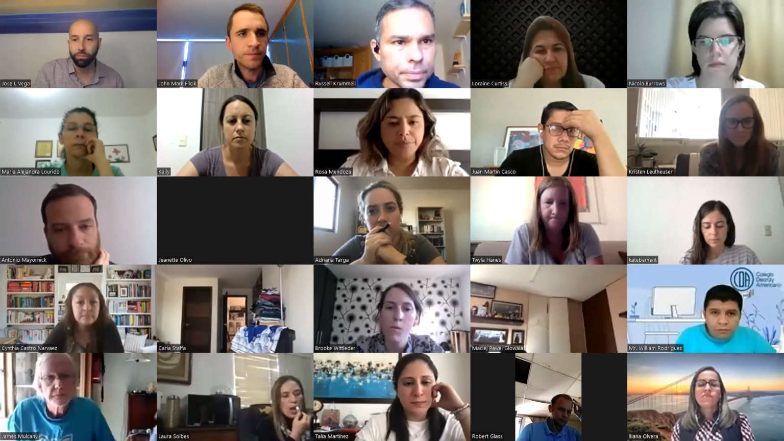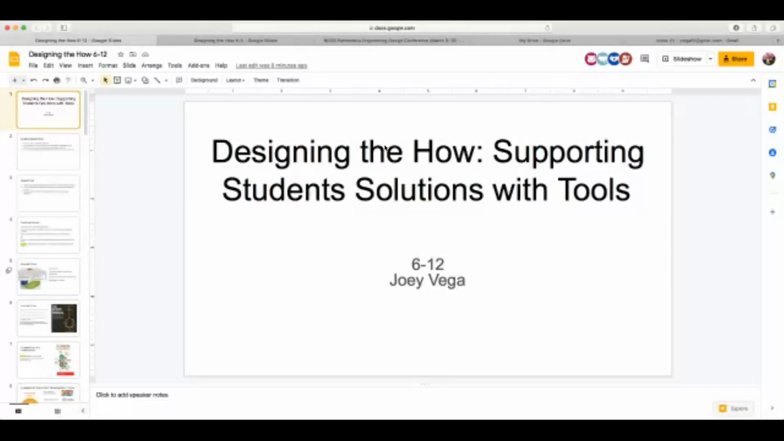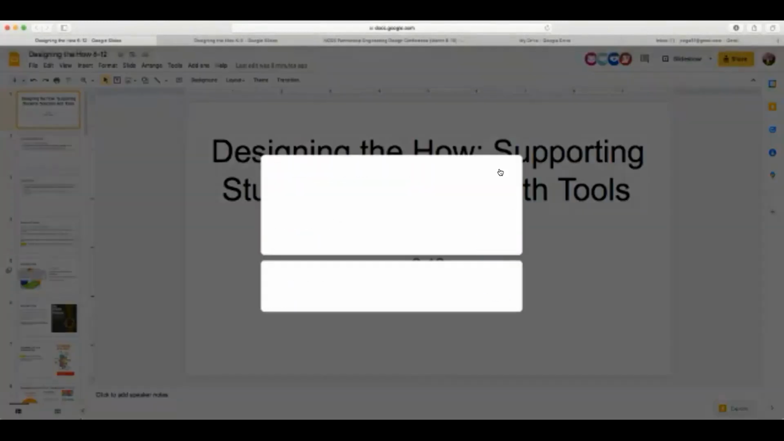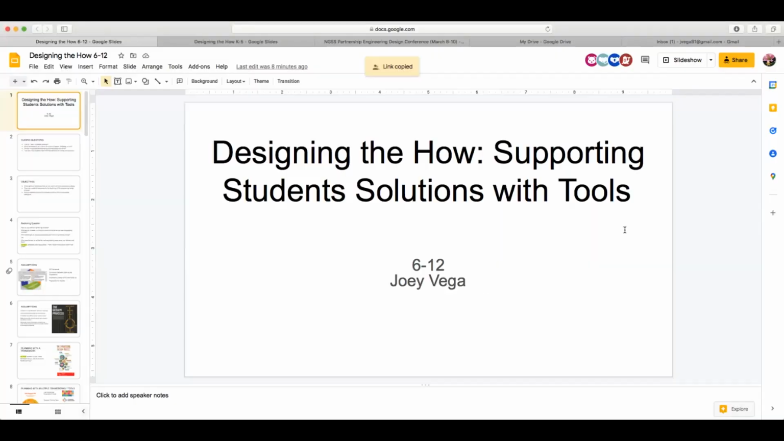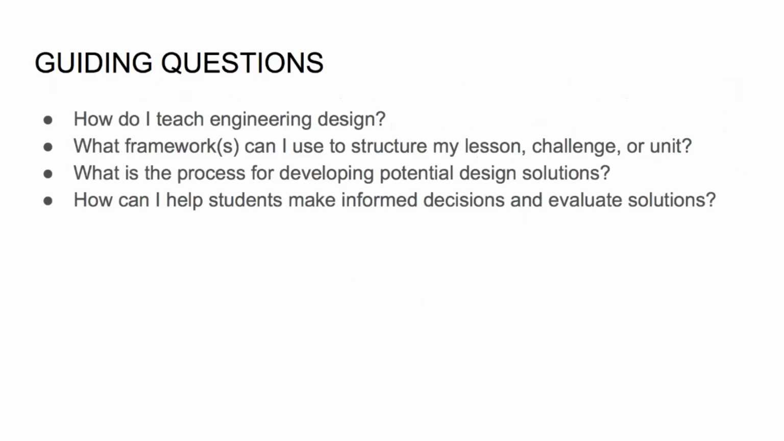So let me share my screen here before we continue. So you can see that I simplified my design here. Engineering is quite complex, so we simplified a bit. So today we're really going to be looking at some tools to support solutions for our students. Some of our guiding questions, obviously we talked about how we're going to be teaching engineering. We're going to be talking about frameworks that we can use in a number of lessons, challenges, or structures.